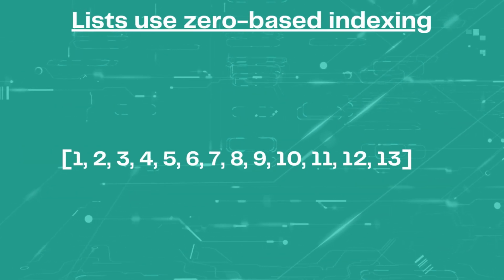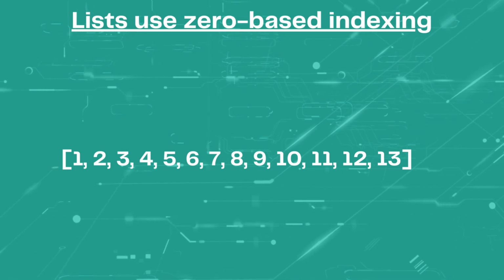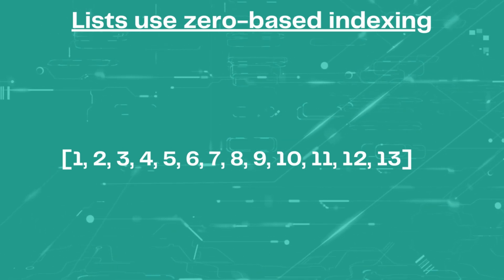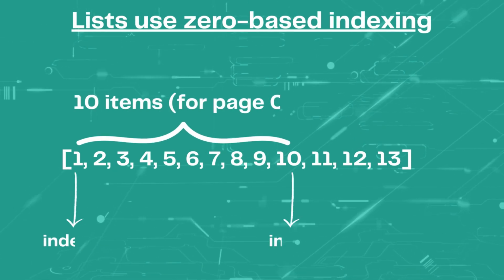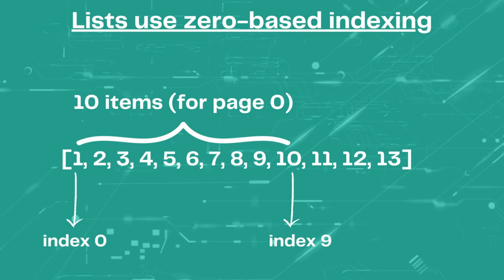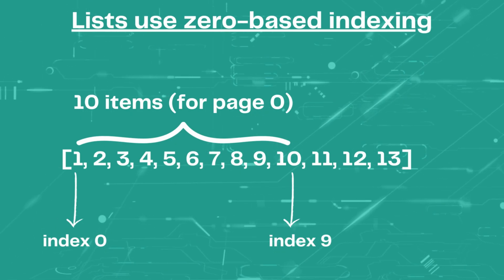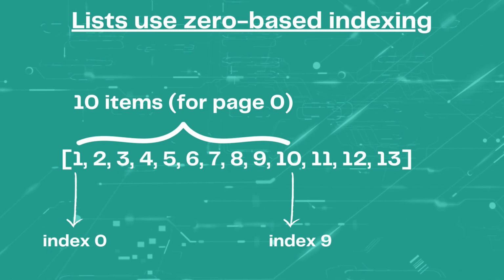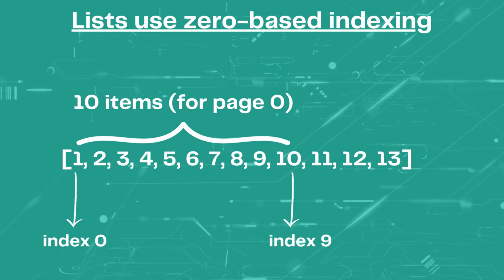Lists use indexes to access and refer to their elements. Solidity, the main language for blockchains, practices zero-based indexing. This means that the index of the first element in the list is 0, and the index of the 10th element in the list is 9. Hence, the first and last index of our page 1 would be 0 and 9 respectively.